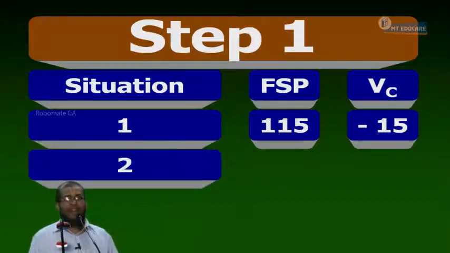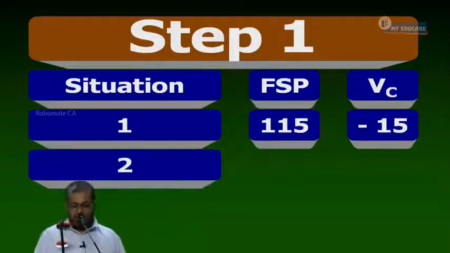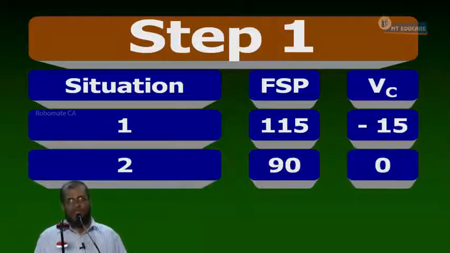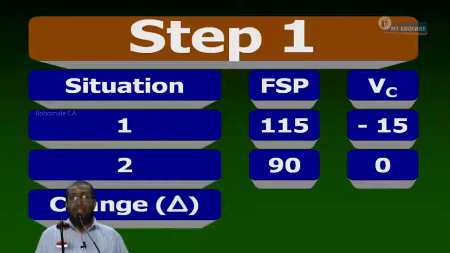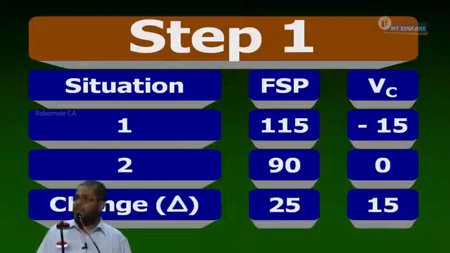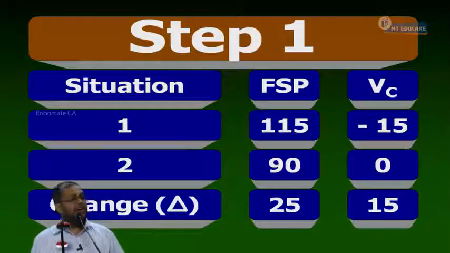Next. Situation 2. FSP can even become what? 90. Will my holder exercise or lapse? Lapse. So what is the value? 0. Now, change. FSP changes by how much rupees? 25. The call value changes by 15. FSP changes by 25, the call value changes by 15. Am I right or not? First step over.